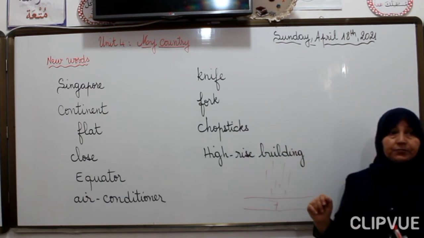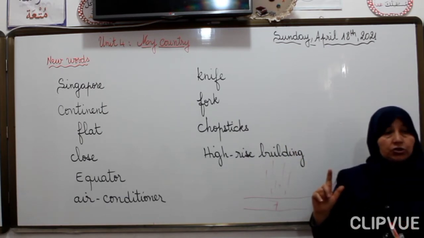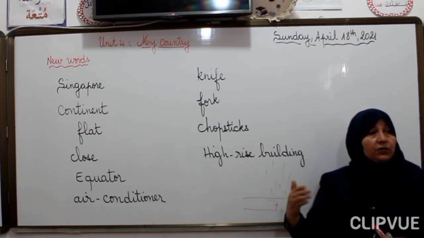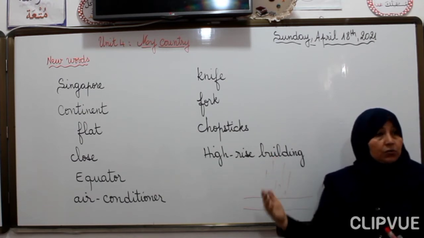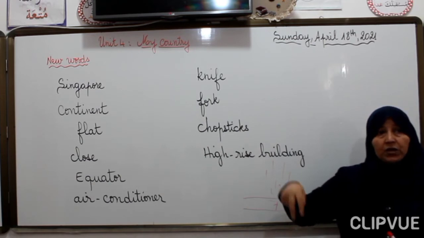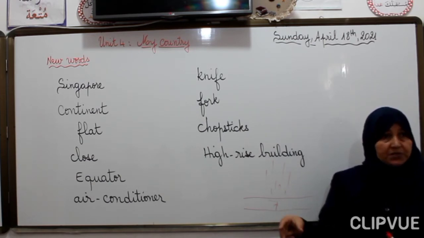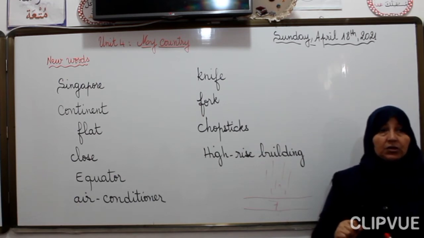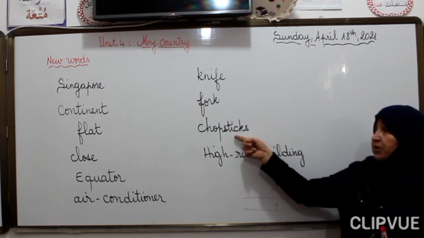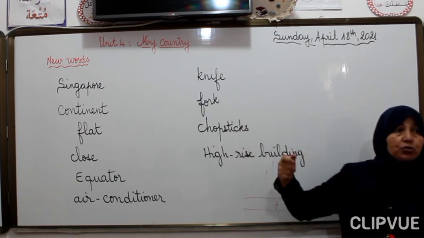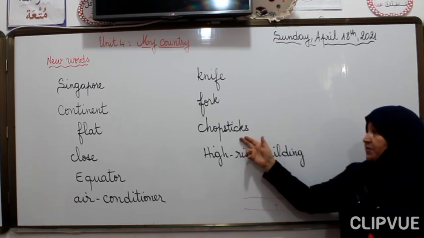Okay, knife. An example: something we cut fruits, vegetables, meat, and so on with. Fork. We eat with it, like French fries, for example, chips. Chopsticks. We need them to eat pasta. The Asian people, Korean. Two sticks, yeah. They are like a spoon, like a fork, but we use chopsticks.